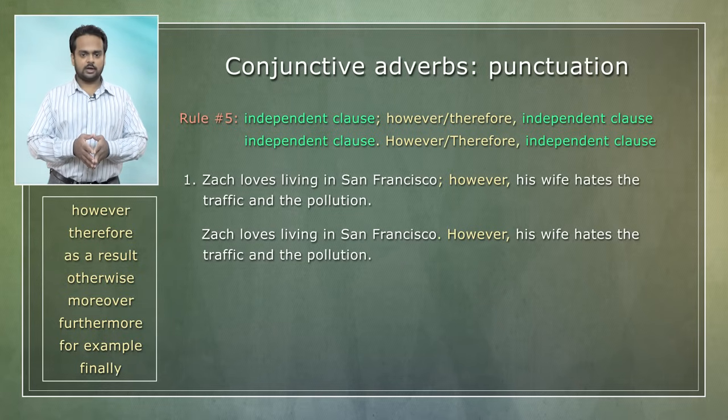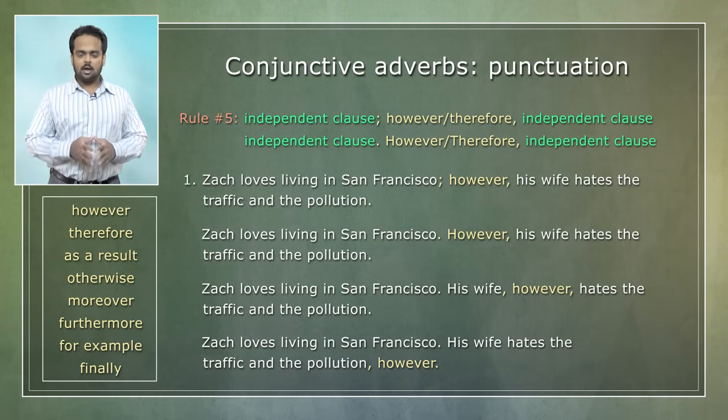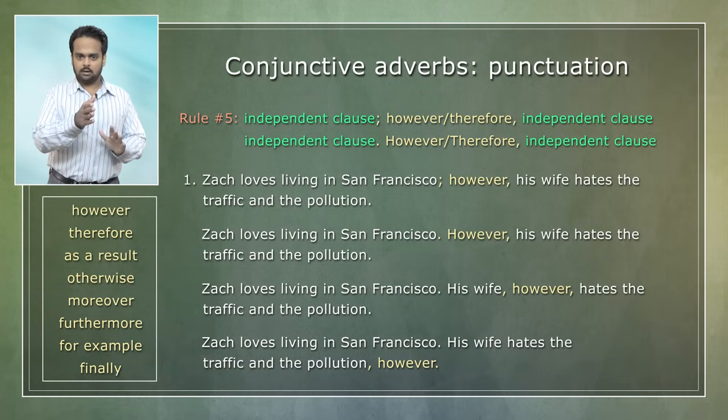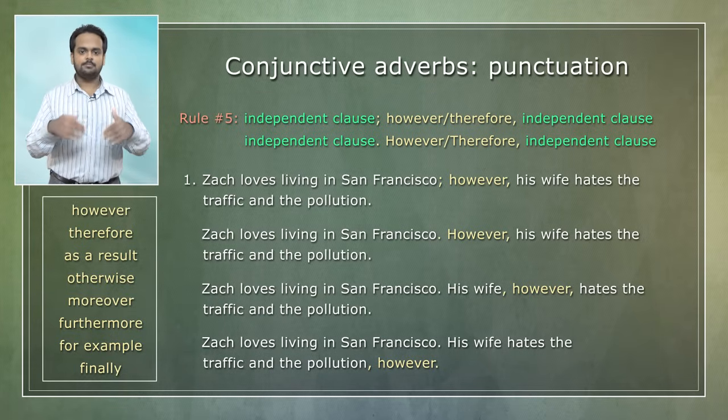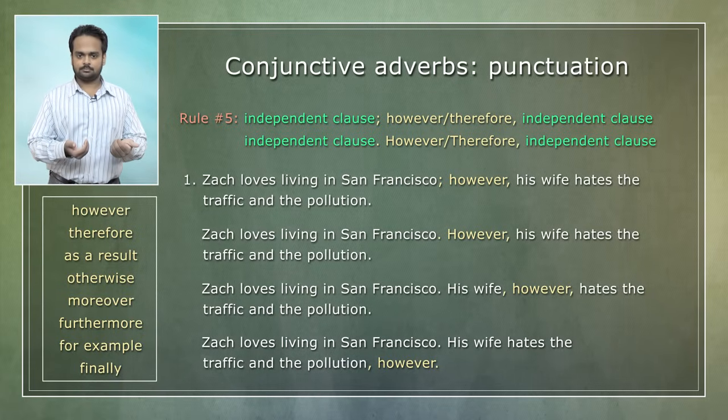Sometimes you will see the conjunctive adverb in the middle or end position, like you see on the screen now. All of these mean the same thing. Notice that when however is in the middle, it is interrupting the sentence. So we put a comma before and after to make it easy to read. Now, if these rules are a little confusing, don't worry. You will get them with practice. But with conjunctive adverbs, make sure to remember the most important rule. Semicolon or period before. The period is also called a full stop in British English, and comma after.